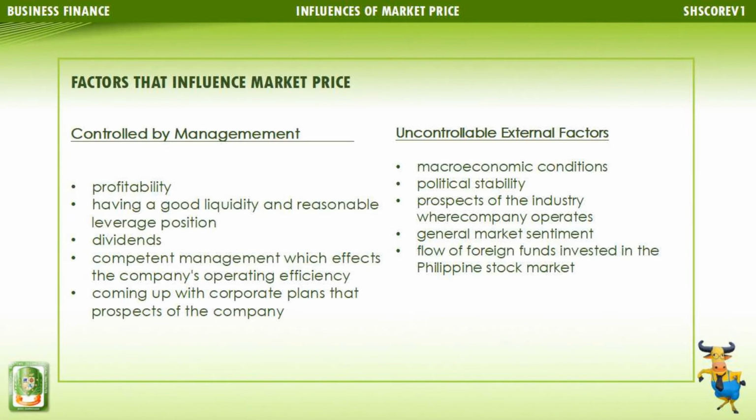Factors that influence market price go into two considerations. Number one is controlled by management. Number two is uncontrollable external factors. Under controlled by management, we have profitability, having a good liquidity and reasonable leverage position, dividends, competent management which affects the company's operating efficiency, and coming up with corporate plans that affect the prospects of the company.